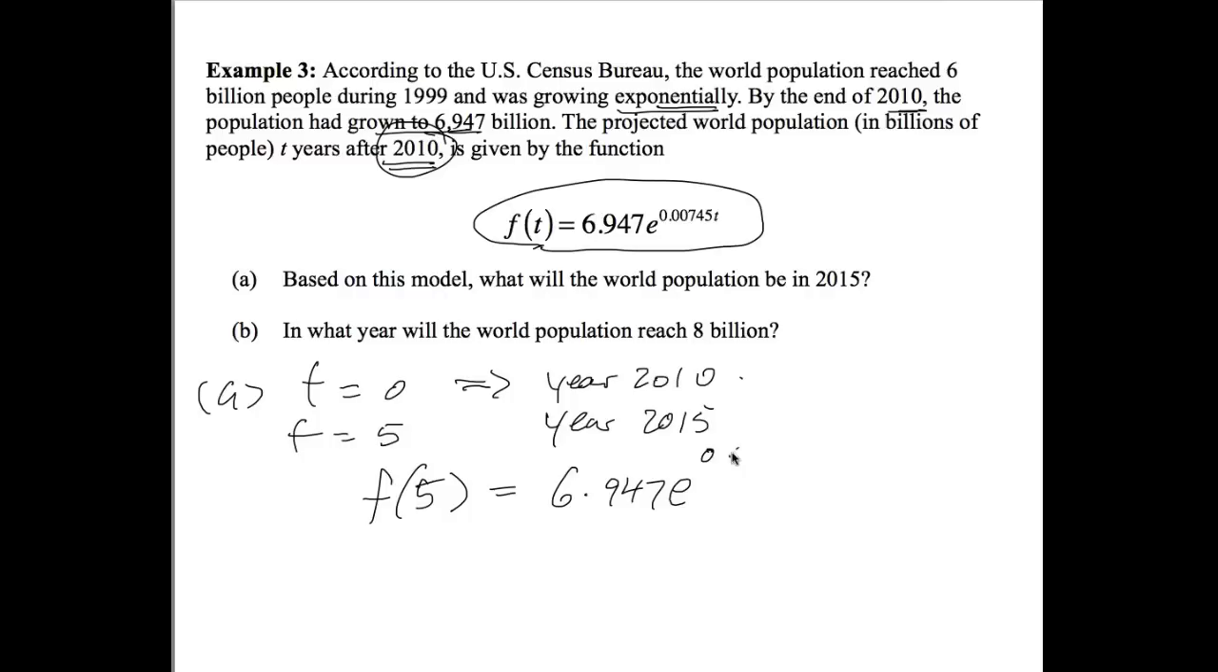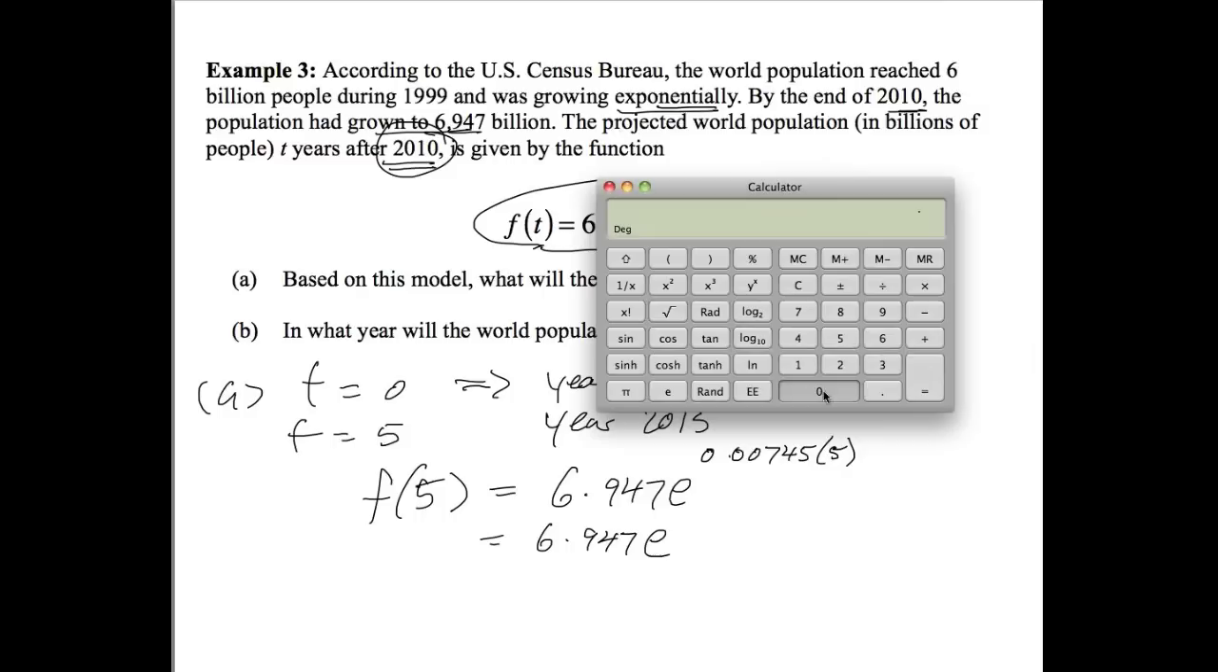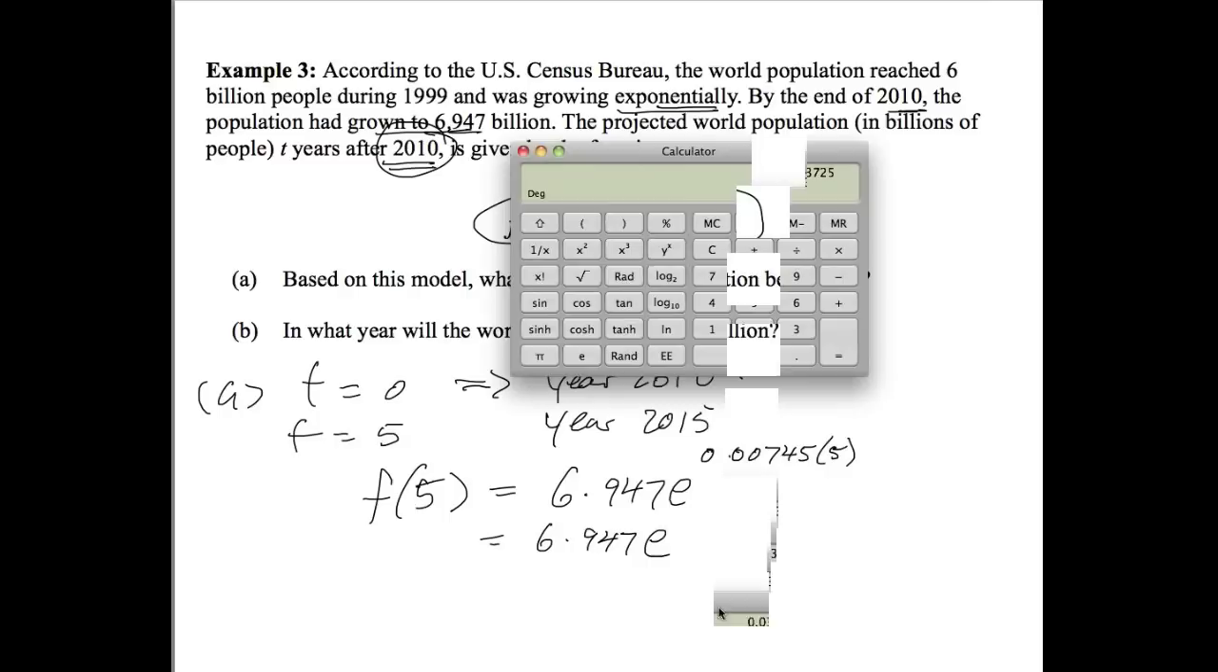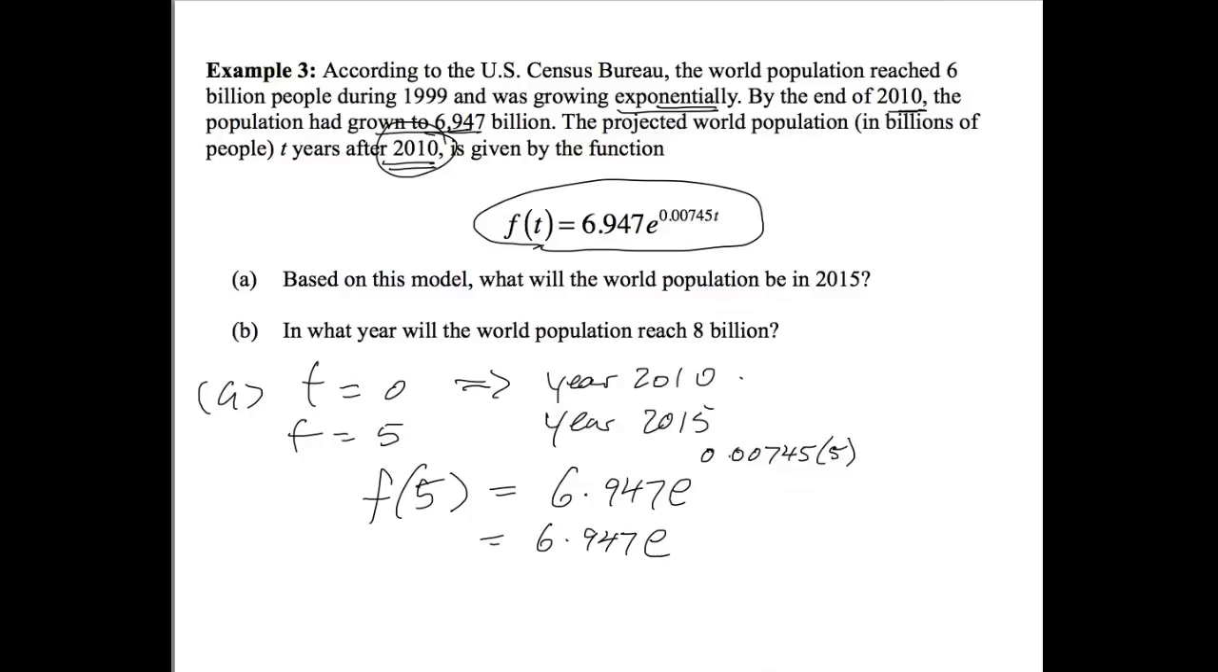So we can get a calculator to do this. So it's 6.947 e. So let's get our calculator out of here. So we get 0.0745. Actually, I've got two zeros in there. So it's 0.00745 times 5, which is, all right, 0.03725.